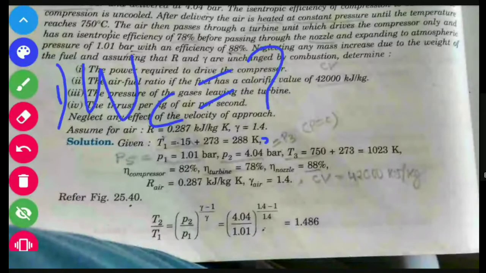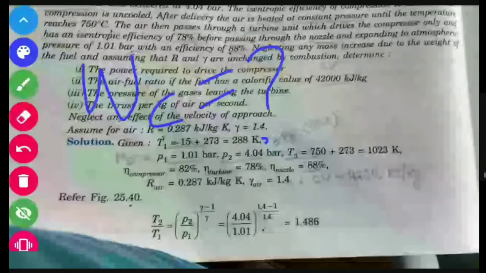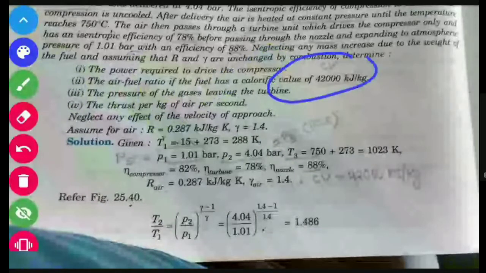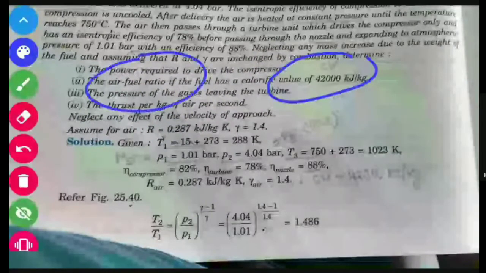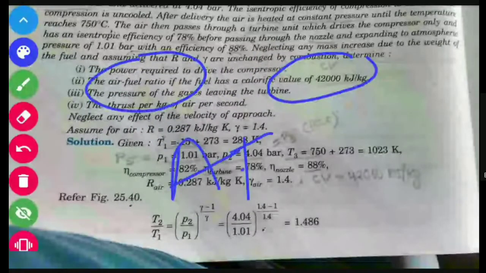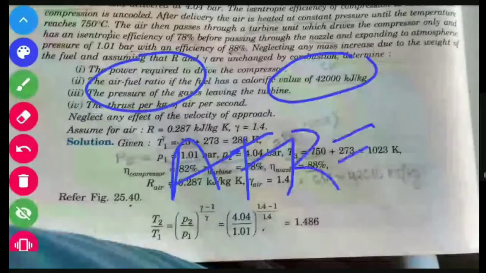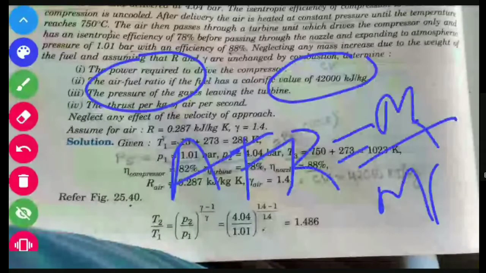Compressor work. Next one, all of you note down the given data. First, you have to find out the compressor work. Next, you have to find out the air fuel ratio. The fuel has a calorific value of 42,000, which is given. Note down the data. So here you have to find out the air fuel ratio, that means AFR, MA by MF.